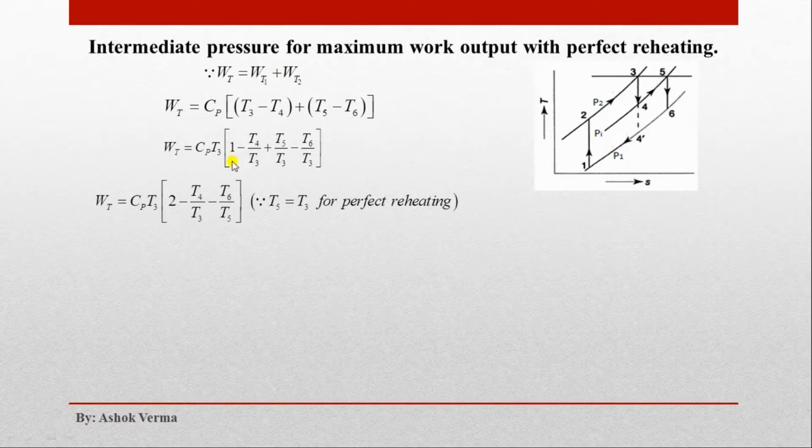So 1 plus 1 will be equal to 2, minus T4 by T3 and T6 by T3. T3 is replaced by T5, so T6 by T5. Since T3 to T4 is an isentropic process, we will use T4 by T3 equal to (Pi by P2) to the power (gamma minus 1) by gamma.